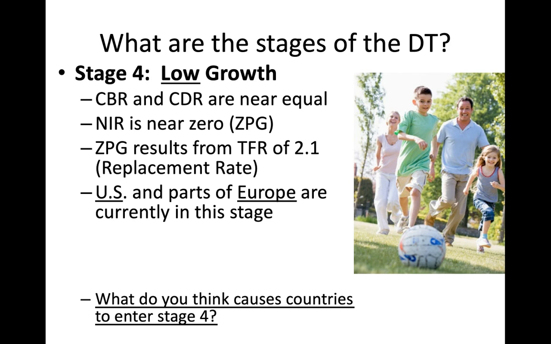population growth. Zero population growth results from a total fertility rate of 2.1. This means that it results from a replacement rate. Basically, a man and a woman decide to have 2 children. Those 2 children essentially replace the man and the woman as they get older. The United States and parts of Europe are currently in stage 4 of the demographic transition model. Families are choosing to have maybe 1 or 2 children.